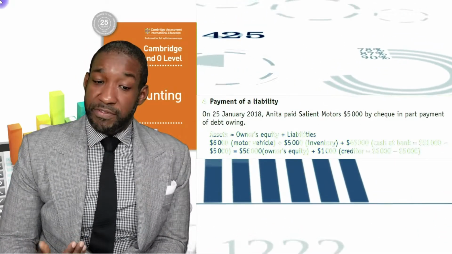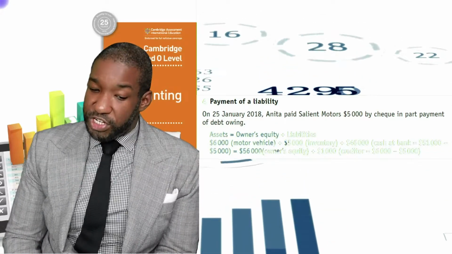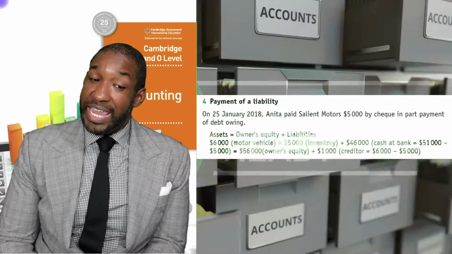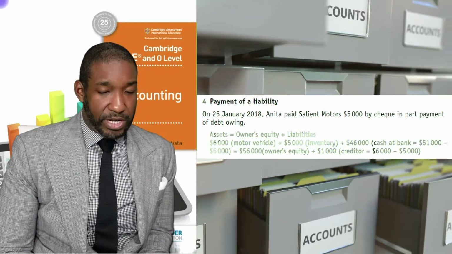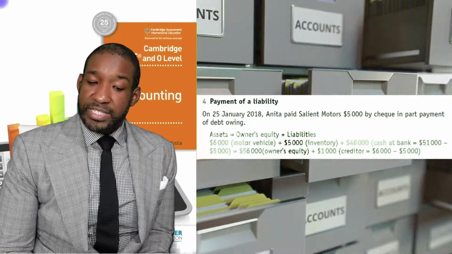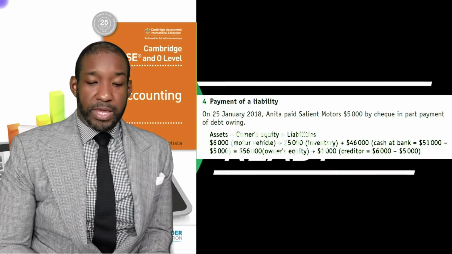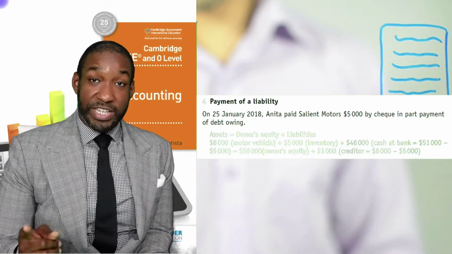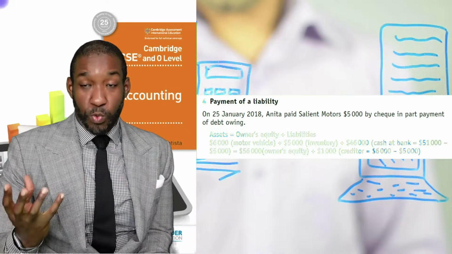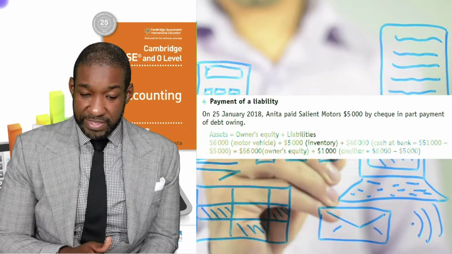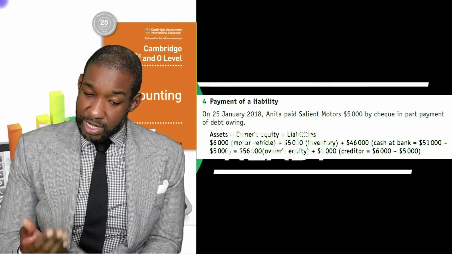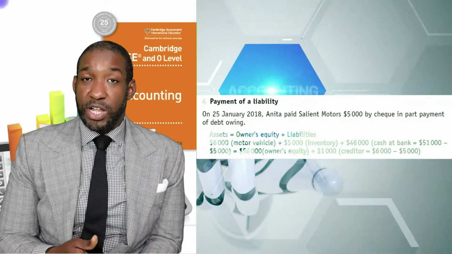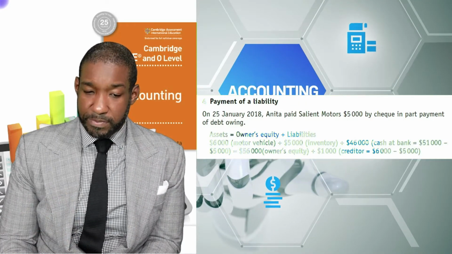Number 4, payment of a liability. On the 25th of January 2018, Anita paid Salient Motors $5,000 by check in part payments, remember the payment was $6,000 of debt owing. Assets equals owner's equity plus liabilities. $6,000 motor vehicle plus $5,000 inventory plus $46,000 cash at bank, which was $51,000 minus $5,000, equals $56,000 in owner's equity plus $1,000 to the creditor, the original $6,000 minus this $5,000 payment.